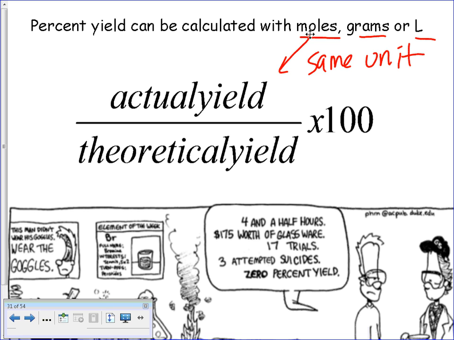Okay, so actual yield over theoretical yield. How do I remember this? AY over TY. Alphabetical order, right? A over T. Can't mess it up.